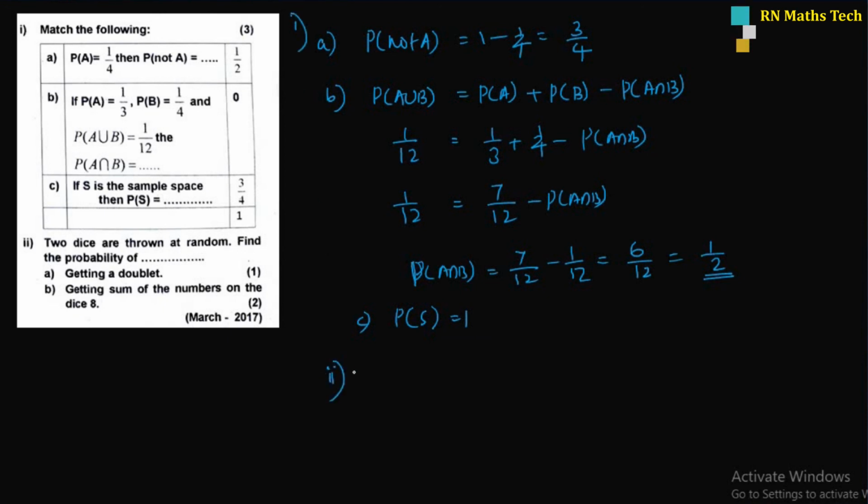2 dice are thrown at random. Find the probability of getting a doublet. Getting a doublet means there are 1 1, 2 2, 3 3, 4 4, 5 5, 6 6. Probability of getting a doublet is equal to 6 by 36. We have already done 1 by 6.